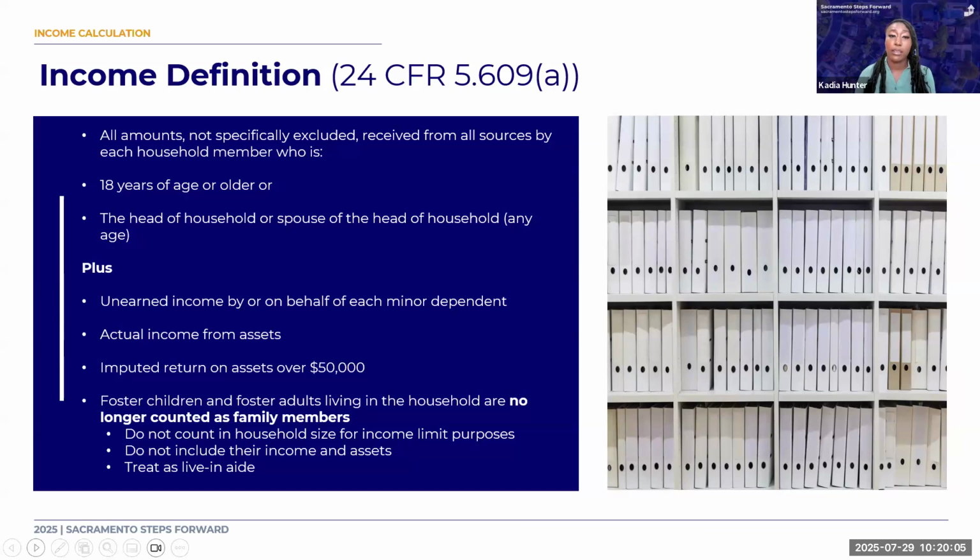A little side note, foster children and adults aren't counted as family members anymore. They don't affect household size for income limits, and we treat them like living aids, excluding their income and assets. This is a HOTMA change to streamline things. For instance, if a family takes in a foster kid, it won't bump their income calculation unfairly. Makes sense, right? Next slide, please.